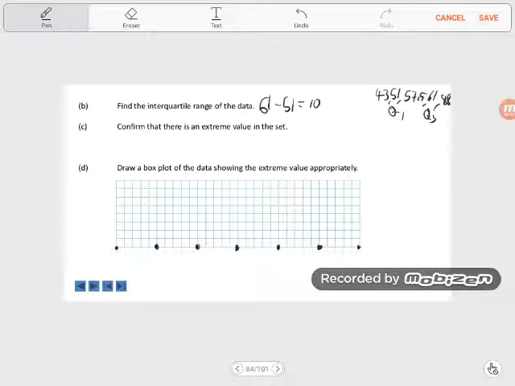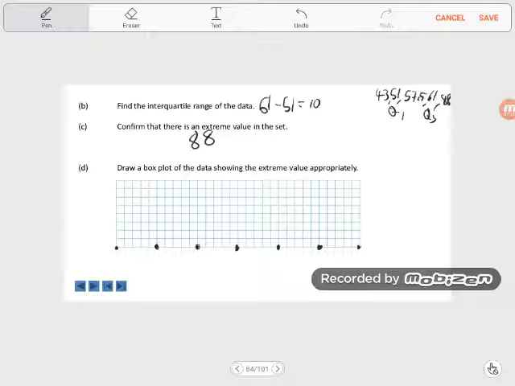So we're being asked to confirm that there's an extreme value in the set. Now there's a calculation for that, but we're not going to cover that at this point in time. But obviously the 88 is that extreme value. So we'll talk about that one later. But what I want to talk about right now is drawing the box plot for this.